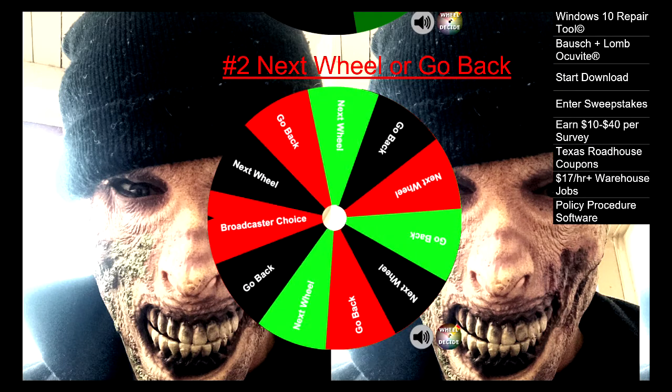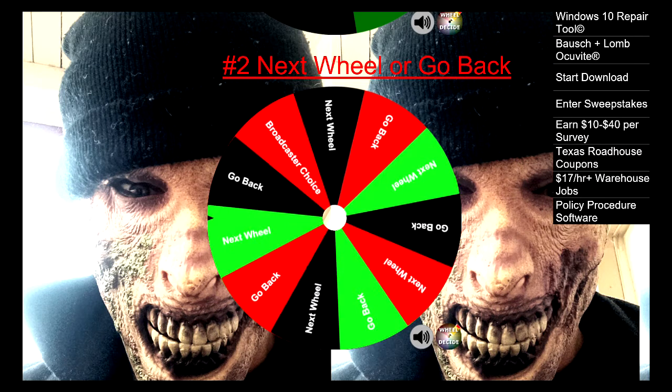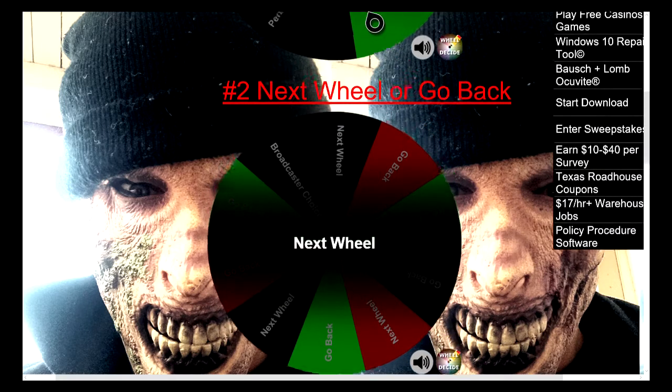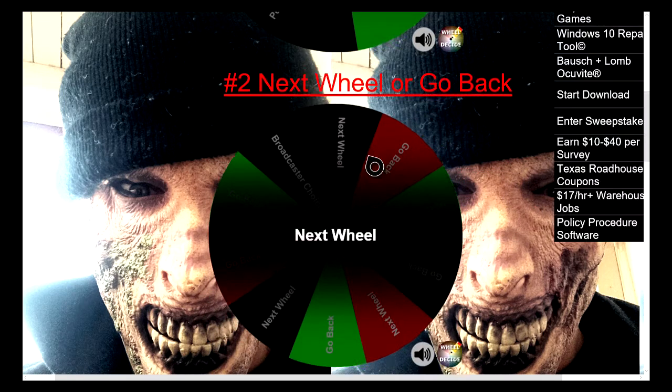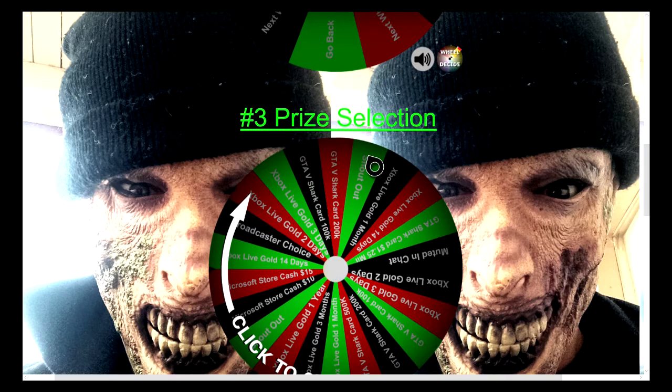Here you go. You are landing on green. Next wheel. Congratulations. So now, Infidel, your name was picked out on wheel number one. And when you go back up here, you'll see that first person. Wheel number two, you went ahead and made it on to the next wheel. Now we go to wheel number three.